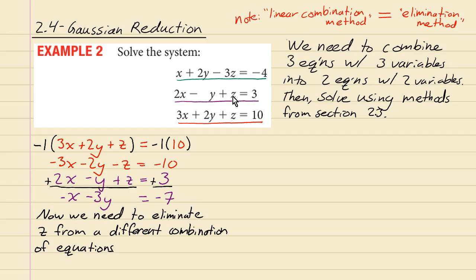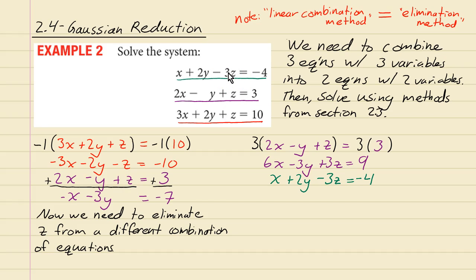And once you have two equations with those two variables, x and y, you can then use all of the methods from section 2.3, either the substitution method or the elimination method. I think the easiest way to eliminate z here is to multiply both sides of this purple equation by 3 so that you end up with a plus 3z and a minus 3z.